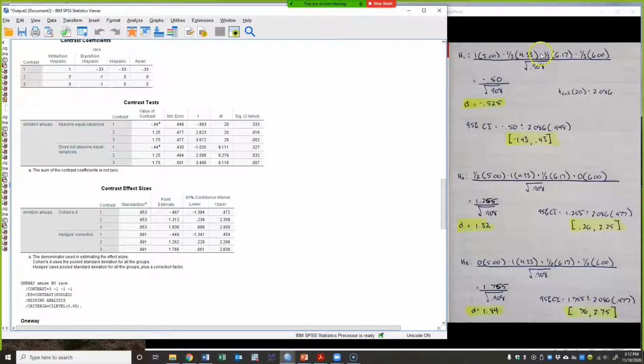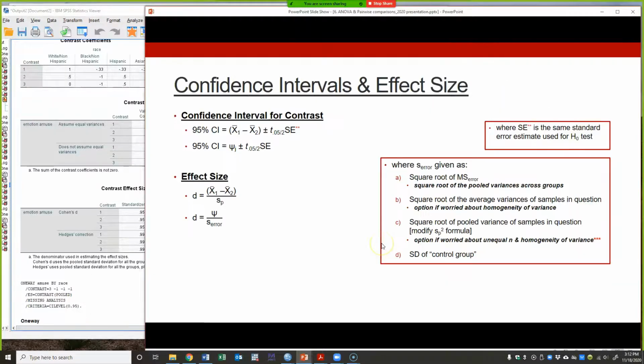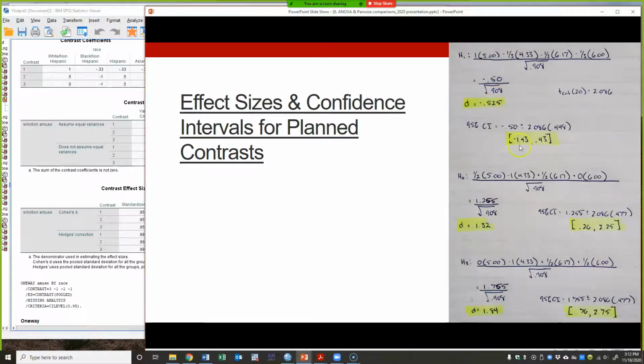effect size. This is just the value of my contrast, right? This is just the sum of my weighted values. So I've got a weight of 1 times 5, negative 1/3 times 4.33, negative 1/3 times 6.17, negative 1/3 times 6, right? So this is just the value of my contrast over, and remember, as we talked about possibilities for my standardizer, I've elected to use the square root of my mean squared error because I don't have any violation of homogeneity of variance, or I just don't have evidence for it. I have equal sample sizes, so the square root of my mean squared error is perfectly fine, okay? So I did that for all three of these.